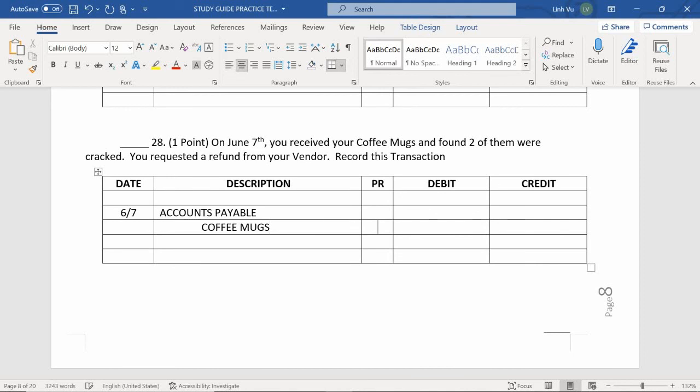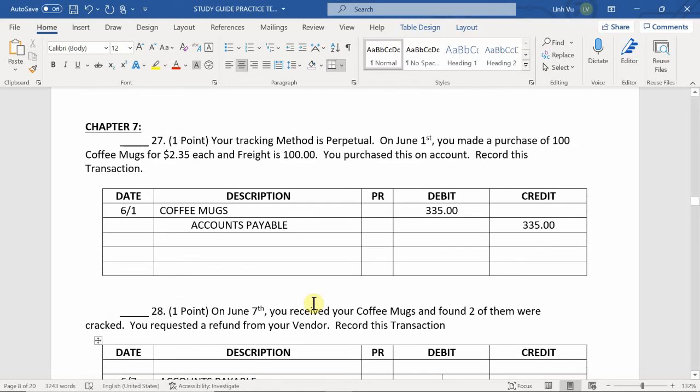How much was each cup? Oh, it was two. Two cups for $1.25, I think so. Nope. They're connected. So how much did you originally pay? $2.35. That includes the freight. $2.35, good.